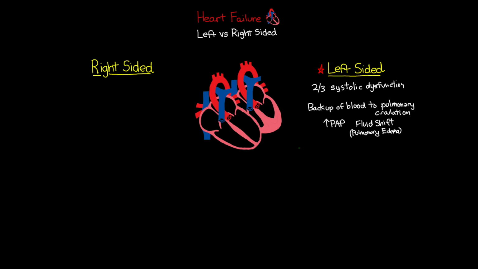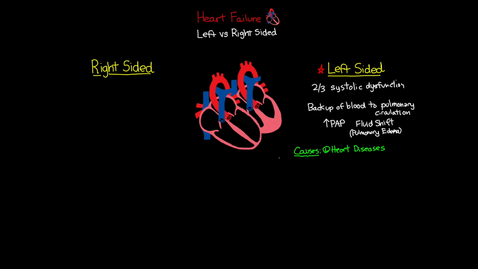Now, if we look at our causes for left-sided failure, this is primarily going to be the result of diseases that are impacting the left side of the heart. So if you remember from our previous lesson, think about things like coronary artery disease, cardiomyopathies, valvular diseases, specifically aortic stenosis or mitral regurgitation. Since they're on the left side, it's these left-sided disease processes that are going to lead to the failing of the left side of the heart.